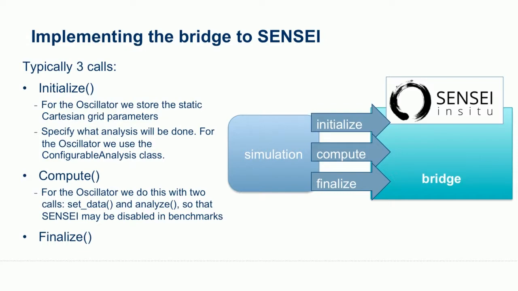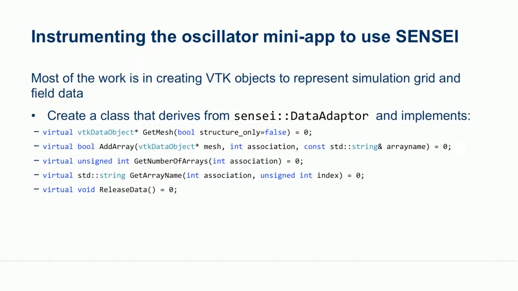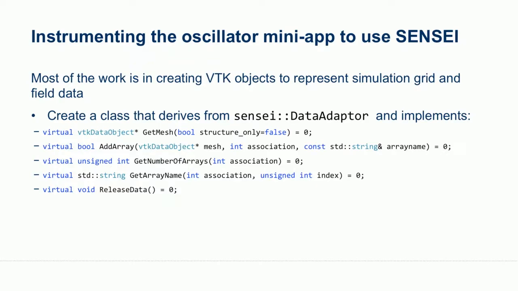OK, so that's the data adapter. We're skipping these calls, but they're actually one-liners. Get number of arrays will just return a 1. Get array name will, at the very least, just return the name data. That's what we're using, and that's specified here. So those are very simple functions, one-line implementations. They can just go in the header.